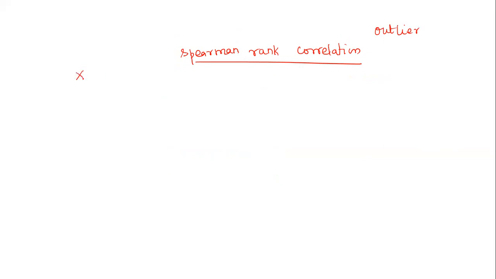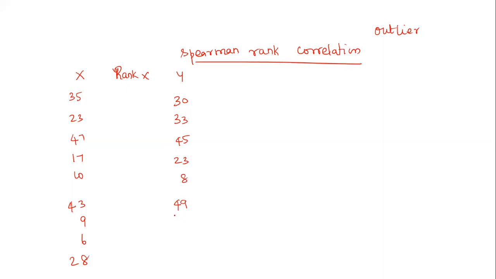So let's take the variables x and y. x is 35, 23, 47, 17, 10, 43, 9, 6 and 28. Similarly, y is also given. Before I write the rank of x, let me write y: 30, 33, 45, 23, 8, 49, 12, 4 and 31.